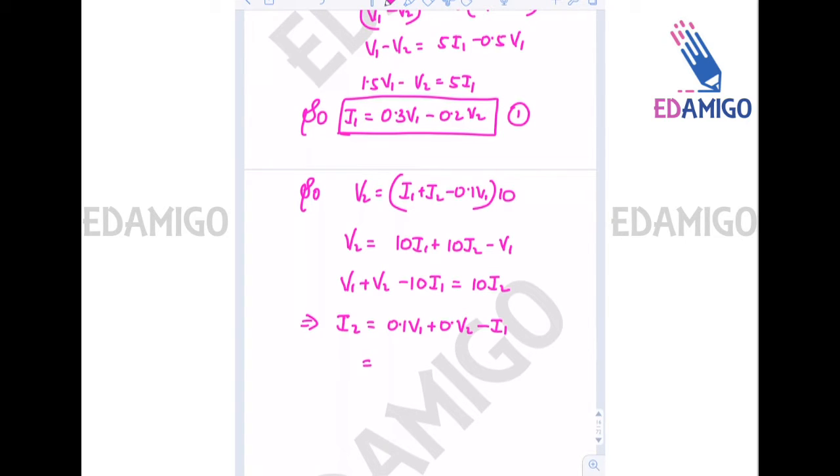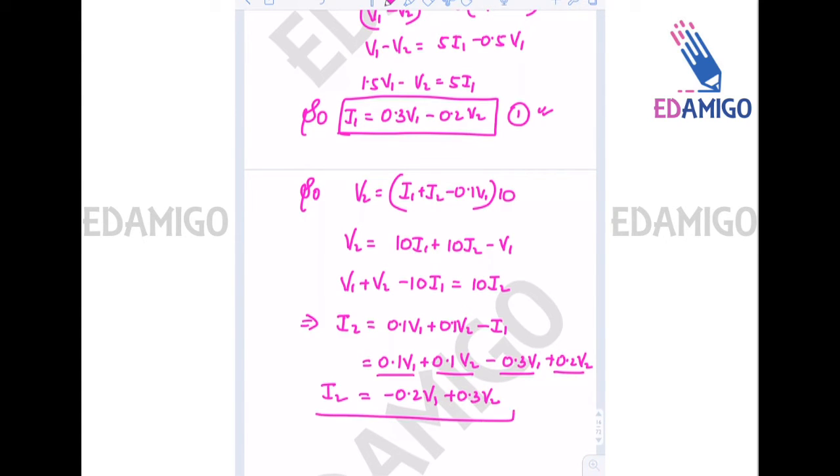Okay. Now using equation number 1, we can replace I1. So we'll get 0.1 V1 plus 0.1 V2 minus 0.3 V1 plus 0.2 V2. Using these two, we get minus 0.2 V1, and using these two we get 0.3 V2, that is I2. This is equation number 2.